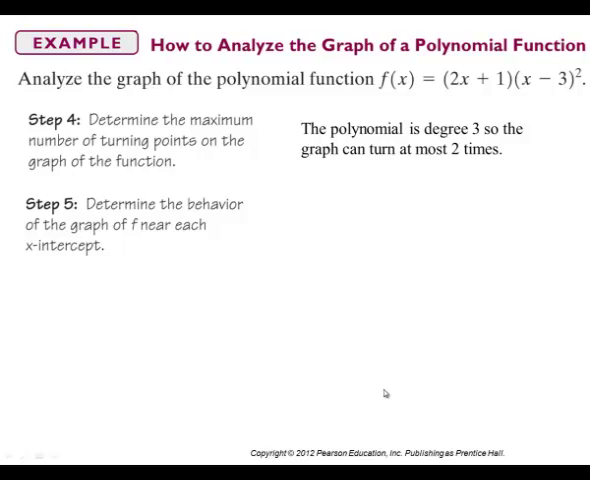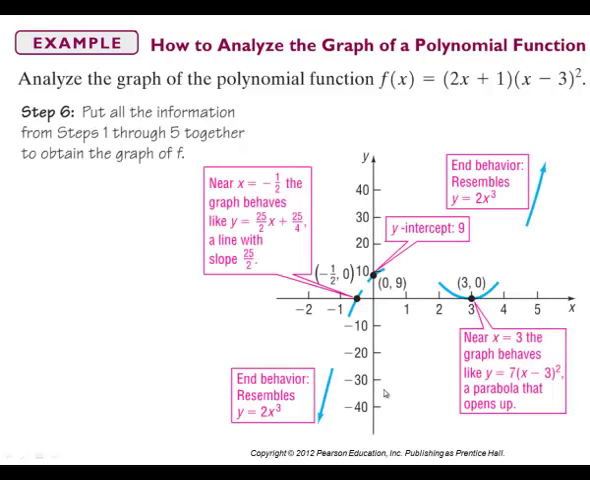Okay, a polynomial of degree 3 with at most 2 turning points, because that would be the 3 minus 1 for the number of turning points. At most 2 turning points, like a parabola that opens up.